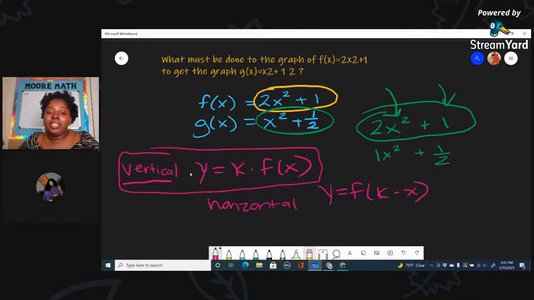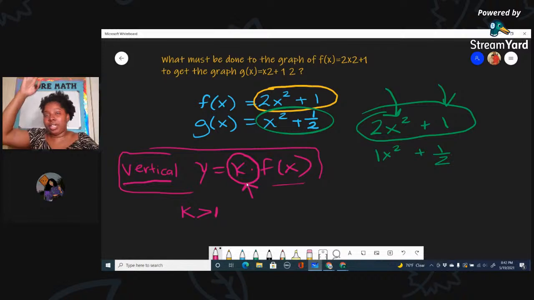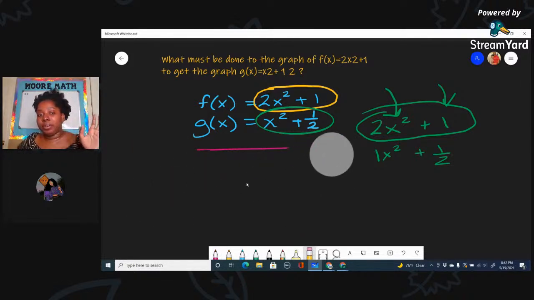But here, we just took this whole function and we divided it by 2. So when we change the whole function, like right here, that's when it's vertical. So when K is greater than 1, like if we had multiplied this by 2 or something, then it would have been stretching. But since we cut it in half or multiplied it by 1/2, since K was a fraction in between 0 and 1, that's why it shrunk vertically. Okay, so I just want to make sure I explain that to you so you make sure you get it right with the vertical and horizontal.